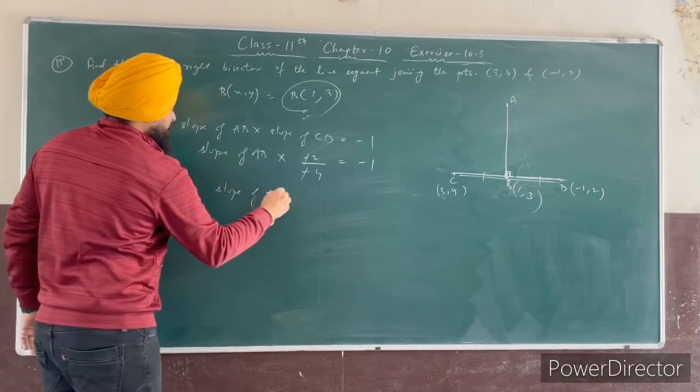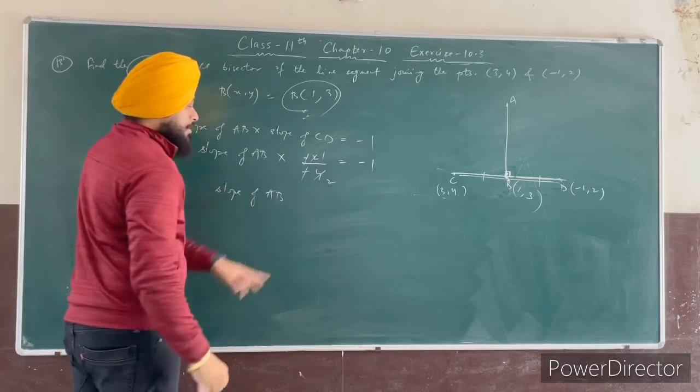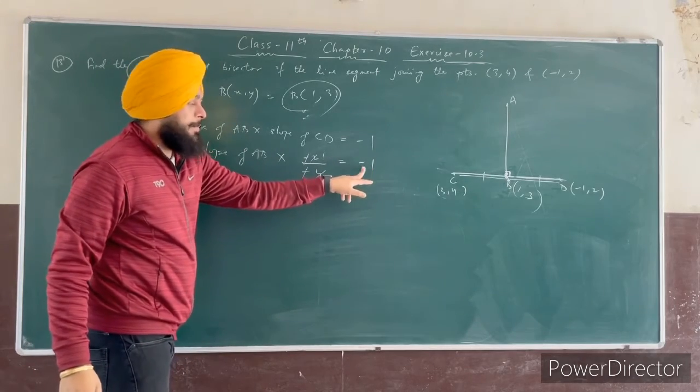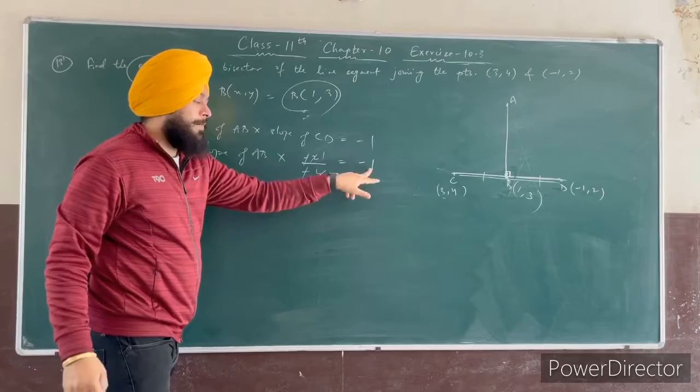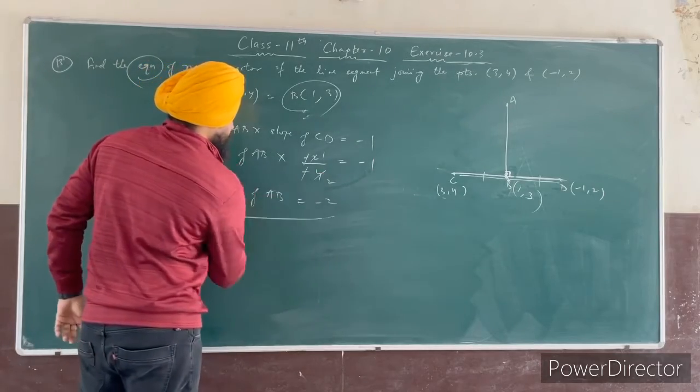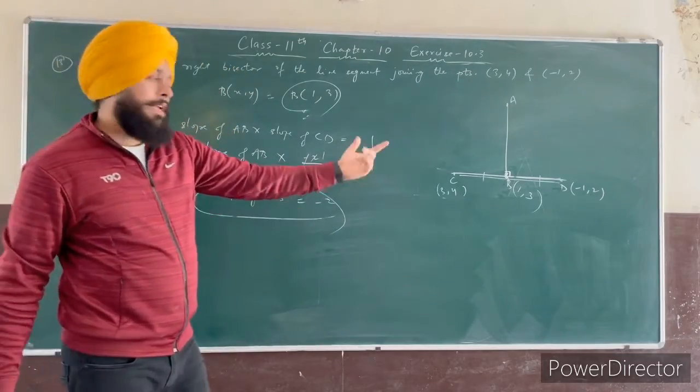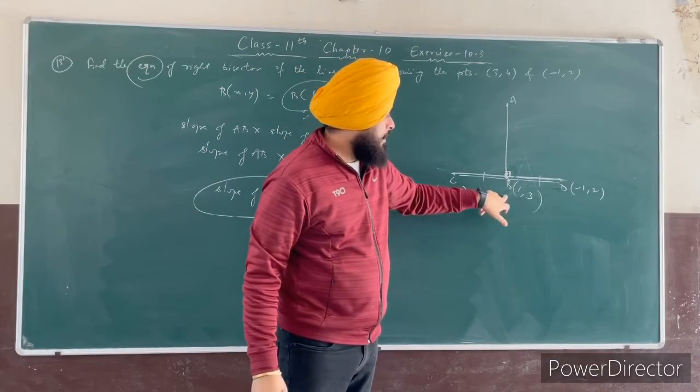And the slope of AB is how much? Slope of AB times 1/2 is equal to -1. Take this 2 on the right hand side, it is multiplied with -1. So 2 into -1 is -2. Therefore the slope of line AB is -2 and the point on this line segment is (1, 3).